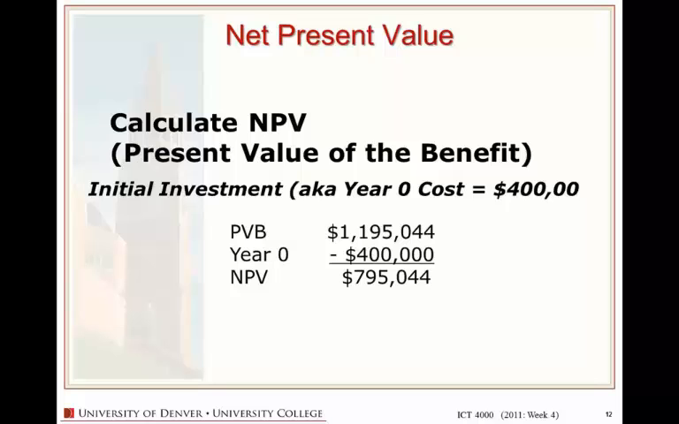Or let's just say you only have $400,000 to invest in a particular project, and you want to know what's the best value for that $400,000. Investing the $400,000 in this particular project will bring back to the firm $795,000. There might be other projects that yield a higher net present value, that provide more value to the firm, and some that might provide less. So you can use that net present value as a comparative tool to compare projects.